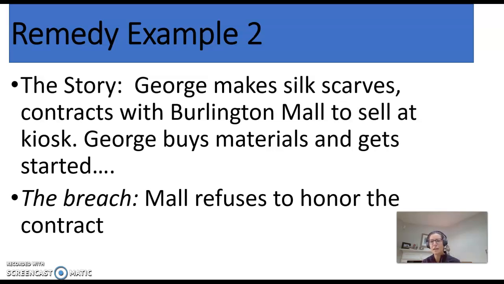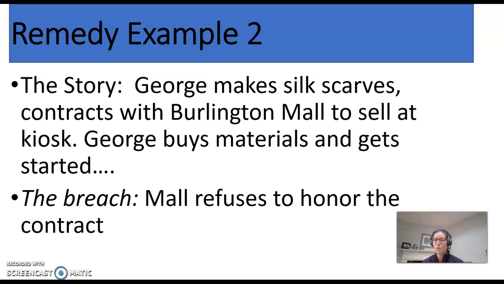Well, all throughout September, George is making his scarves and getting them ready to sell because he knows he's going to have this kiosk and he's going to have it set up, let's say by November 1st, so he can sell all his scarves throughout November and December. And on October 31st, Burlington Mall breaches and they decide not to give the kiosk to George. Well, now what? Has there been a breach? Absolutely. Burlington Mall has breached the contract by not giving George his promised kiosk. But what kind of remedy does George get?